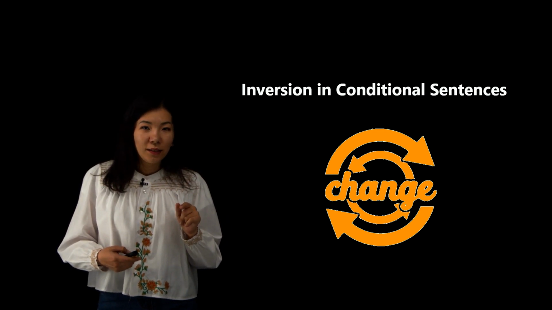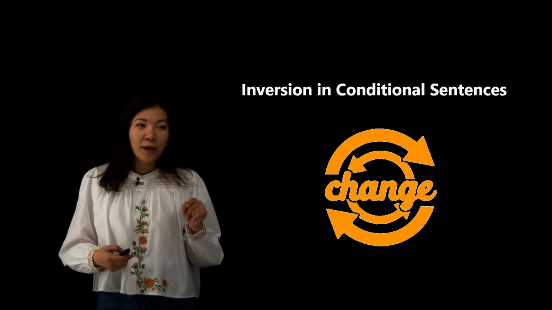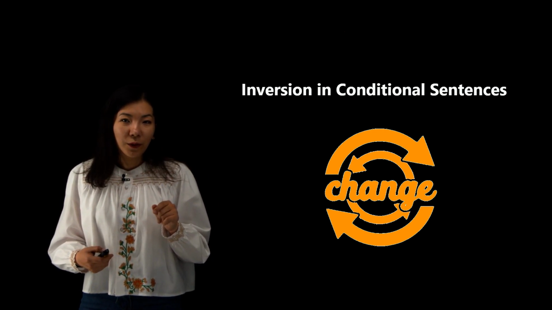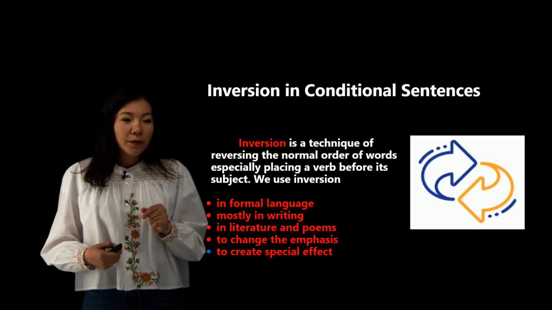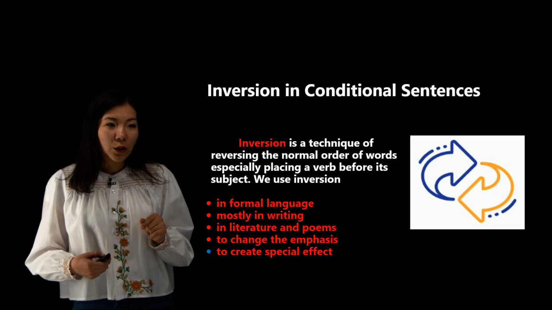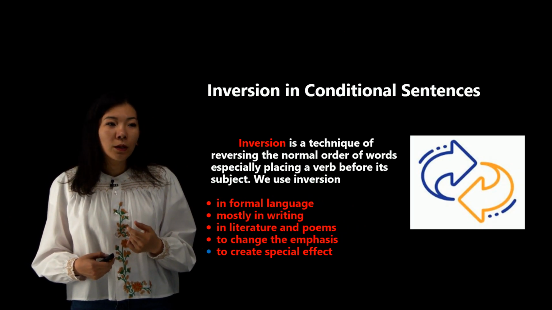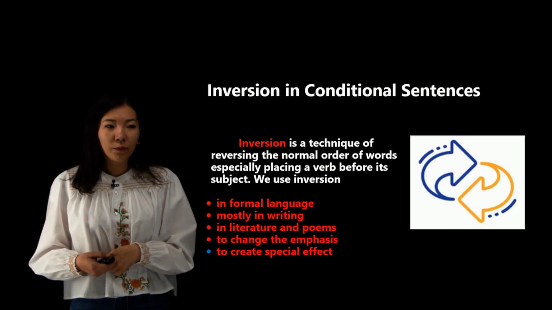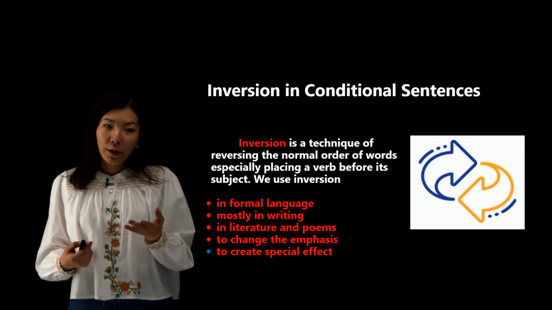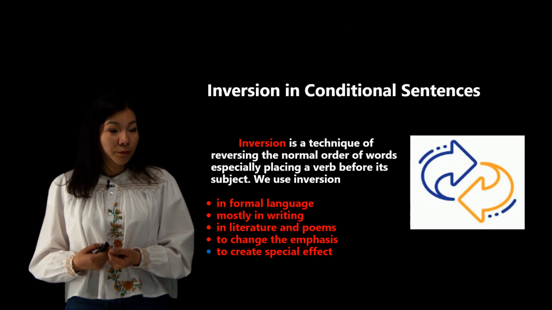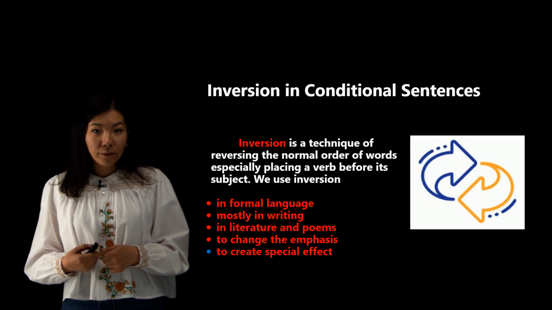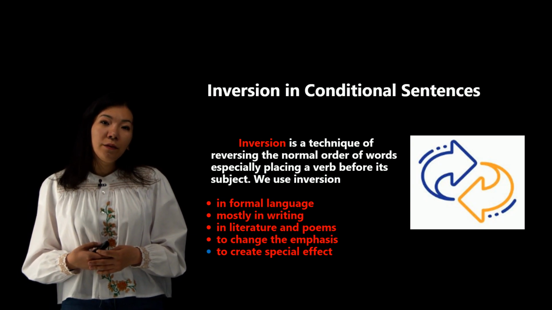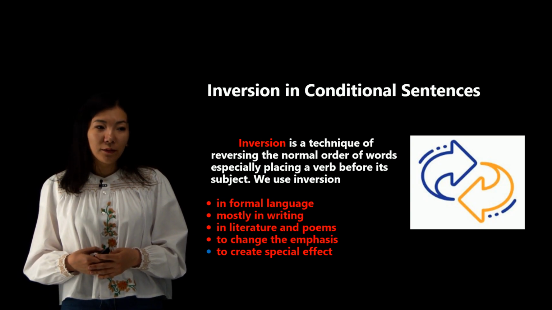Okay, so here you see inversion in conditional sentences. So yeah, now we're gonna learn how we can invert the conditional sentences. Okay, so actually inversion is a technique of reversing the normal order of words, especially placing a verb before its subject. We use inversion in formal language, mostly in writing, in literature and poems, to change the emphasis and create special effect.